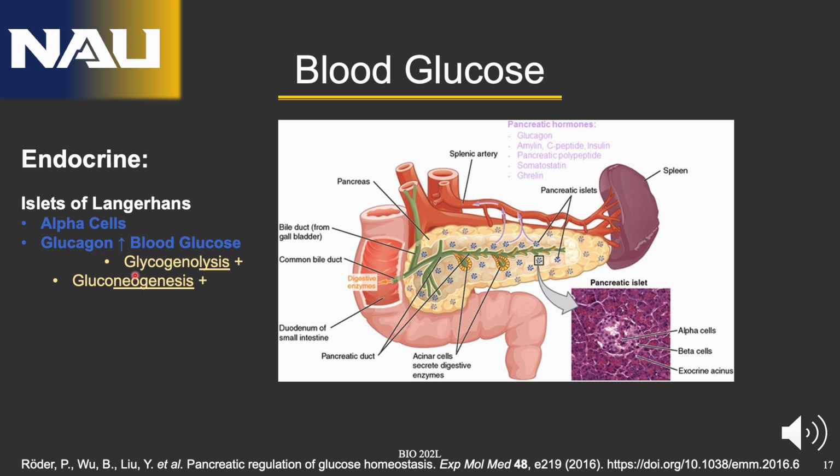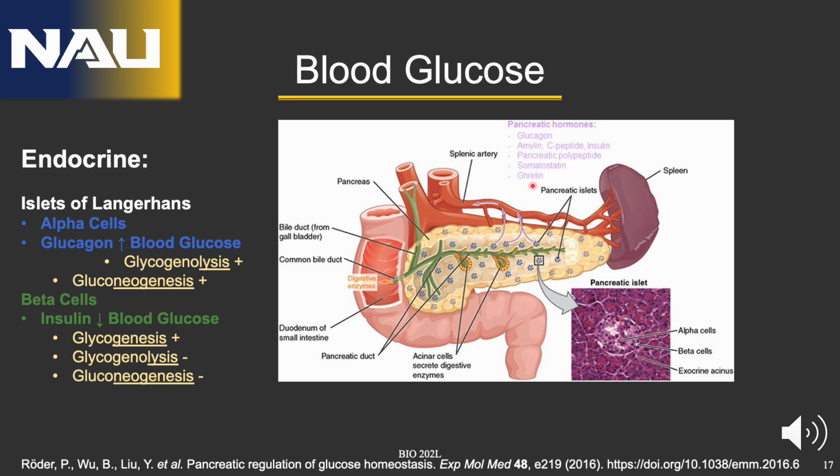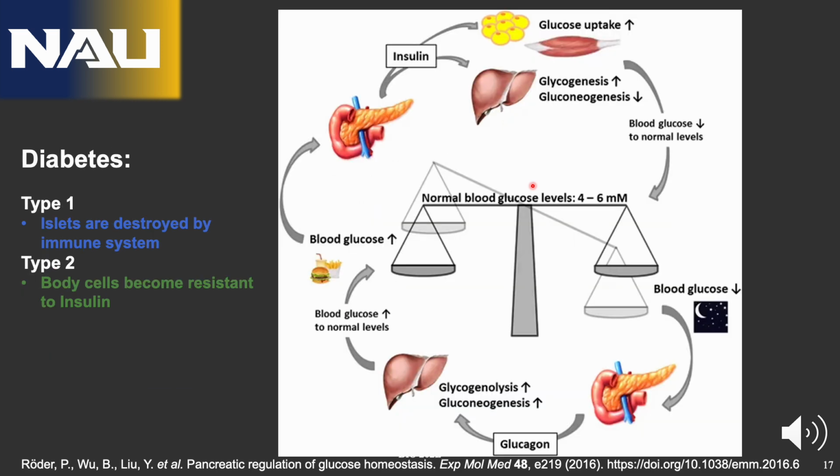So again, we have alpha cells that secrete glucagon, which raises blood glucose levels by stimulating glycogenolysis and gluconeogenesis in the liver. Conversely, the beta cells produce insulin, which lowers blood glucose levels by promoting the uptake of glucose into cells and inhibiting glycogenolysis and gluconeogenesis. So take a look at this depiction of the management of normal blood glucose levels.